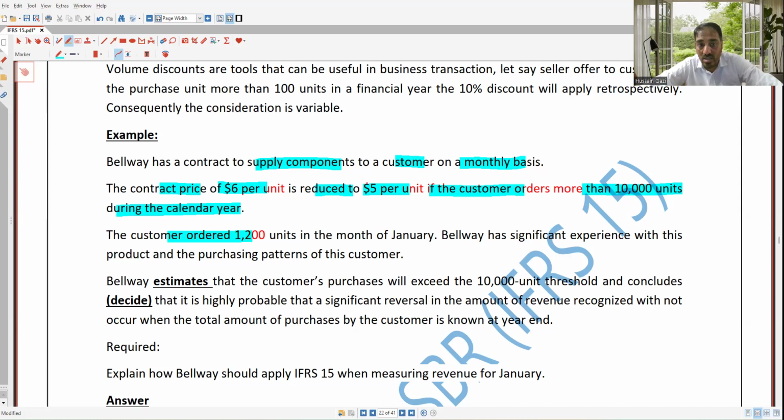Number one, the customer ordered 1,200 units in the month of January. Bellway has significant experience with this product and the purchasing pattern of this customer. If 1,200 units is for the month of January, and if we extrapolate the figure for the next 12 months, it's probable that the total order quantity will exceed 10,000 units.